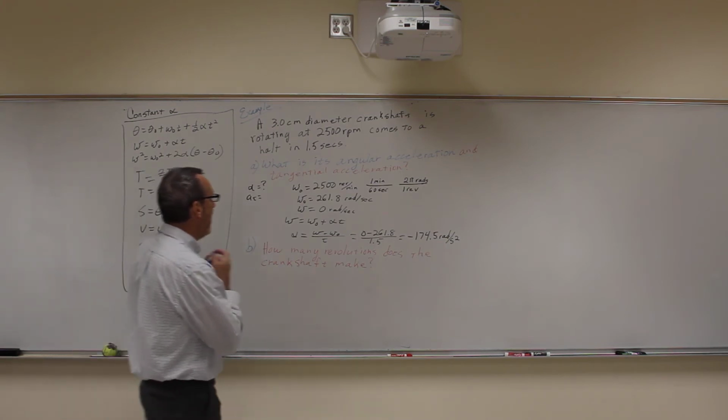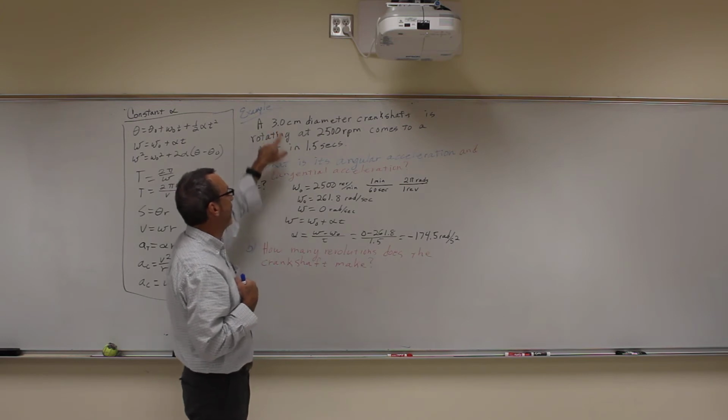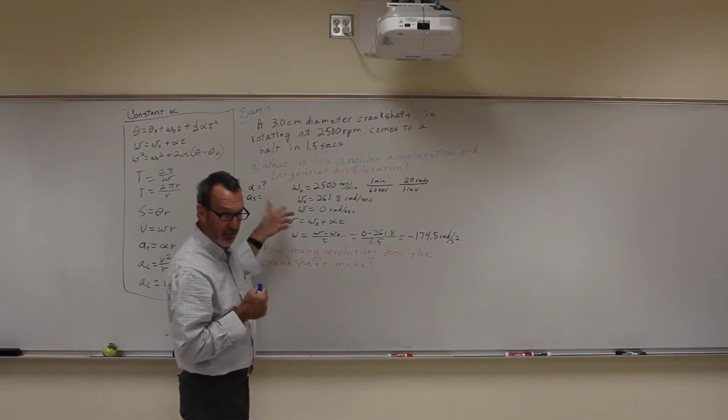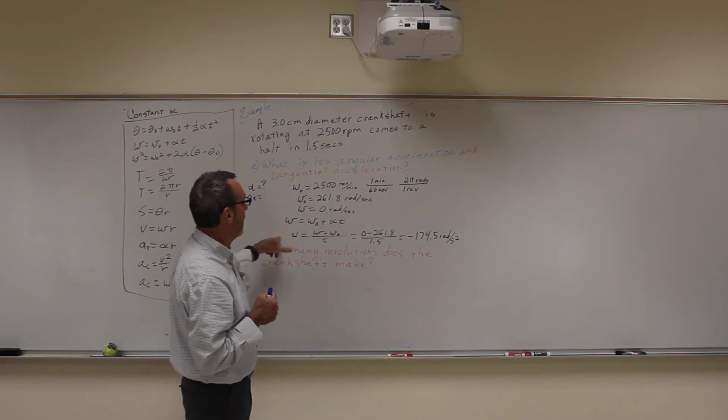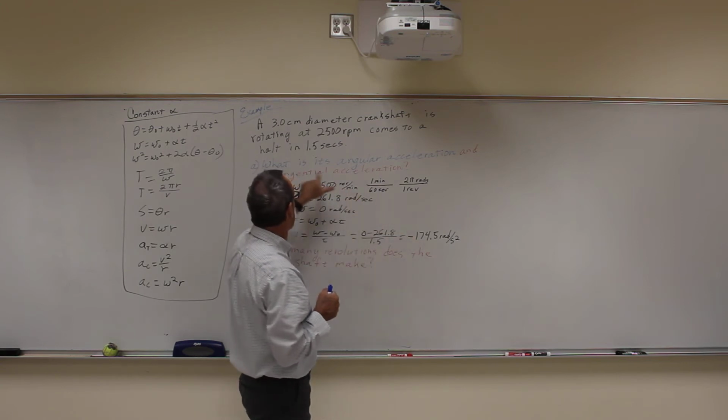Notice it's negative. Well, it has to be going the opposite direction of the velocity. It didn't tell us which way the velocity was rotating, so we just made this positive. Well, then alpha has to be negative to slow it down. They have to have opposite signs. Okay? But that's only part of it. So we figured out the angular acceleration. Now I want to know the tangential.